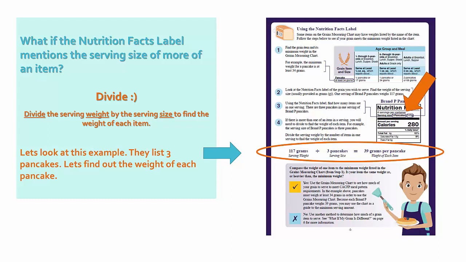So let's take a look at the example here on the right next to the arrow. On the nutrition facts label, the serving weight is 117 grams. So you would divide it by the amount of pancakes, which will equal 39 grams per pancake. So 117 grams divided by 3 pancakes will give you 39 grams per pancake. Okay, so if we take a look at the chart on the top, it's stating here that the pancake will need to be at least 34 grams. So this pancake in this example is okay because each pancake weighs 39 grams.